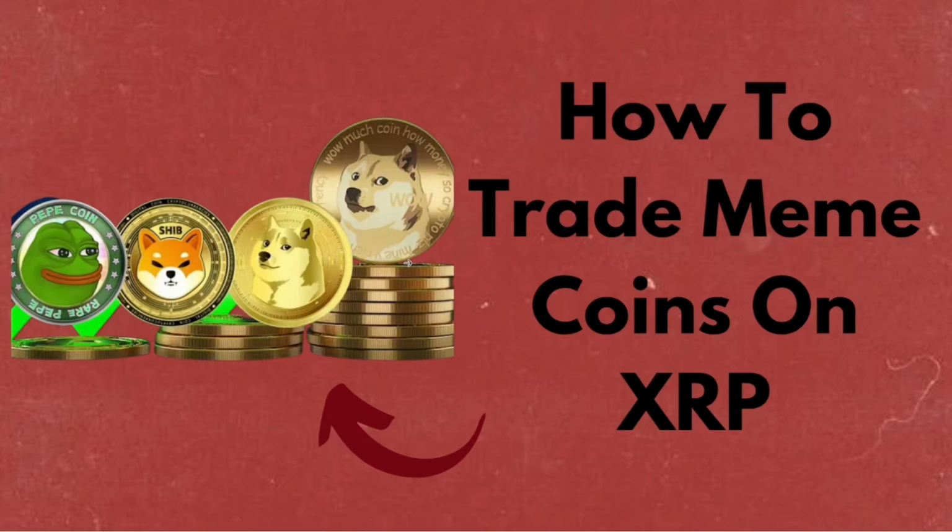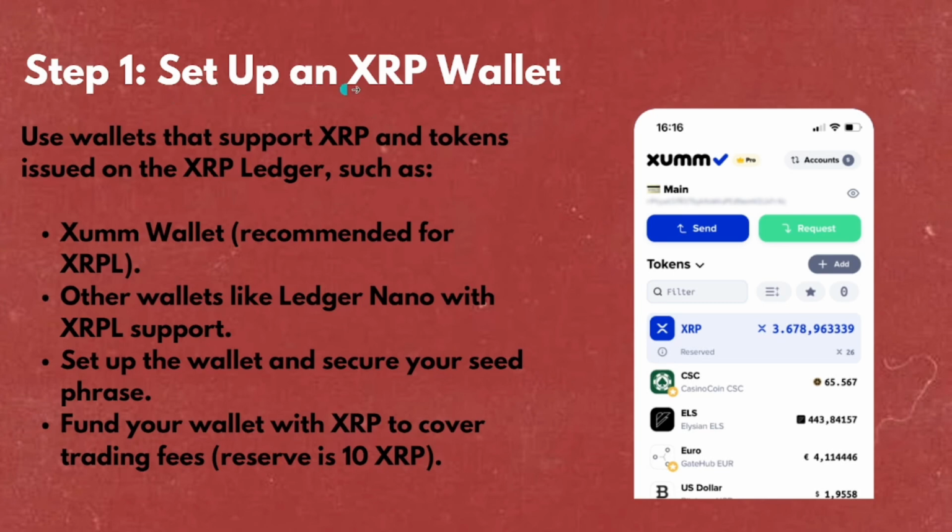Hey everyone, in this video I'm going to show you how to trade meme coins on XRP. So step number 1 is to set up an XRP wallet. Use wallets that support XRP and tokens issued on the XRP Ledger, such as Some wallet. This is recommended for XRPL, or you can also use other wallets like Ledger Nano with XRPL support.